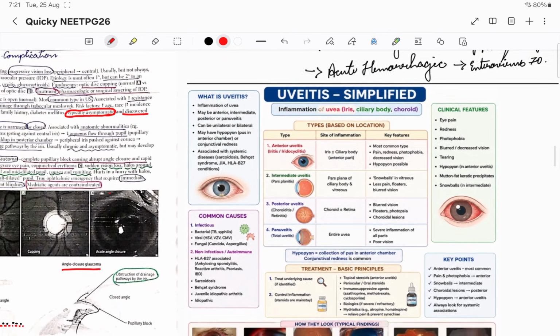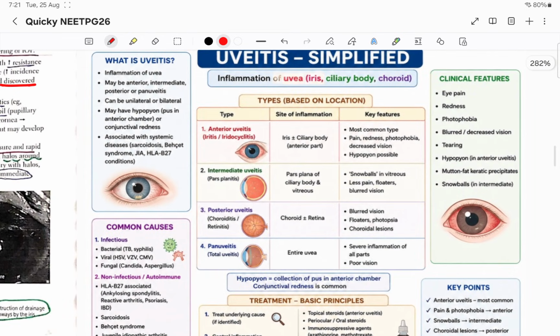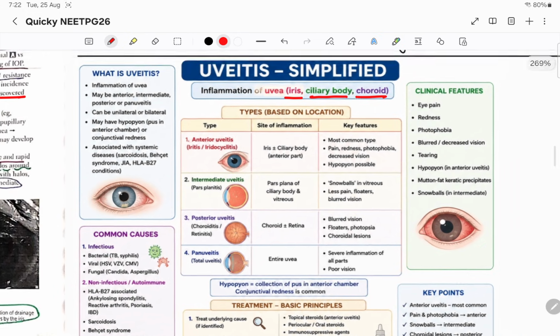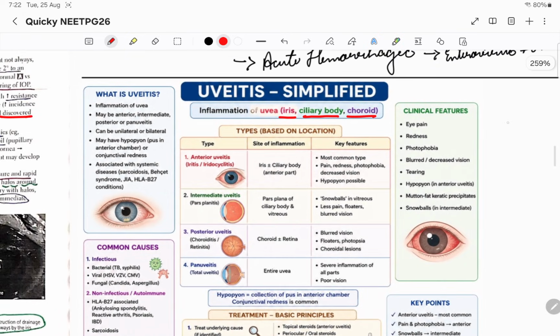Coming to uveitis. What does uvea actually mean? Uvea means the iris, ciliary body, and the choroid. If all three layers are involved, it means uveitis. This is what is near the lens. The iris is there, then the ciliary body which holds the lens, and just below it is the choroid. So if all the three layers are affected, then it is uveitis.